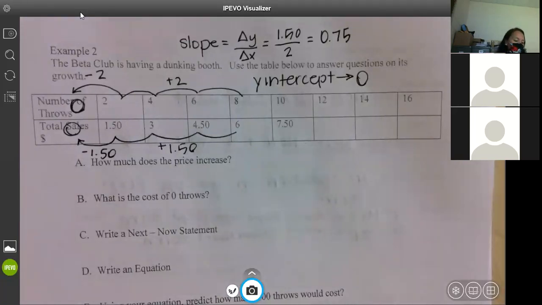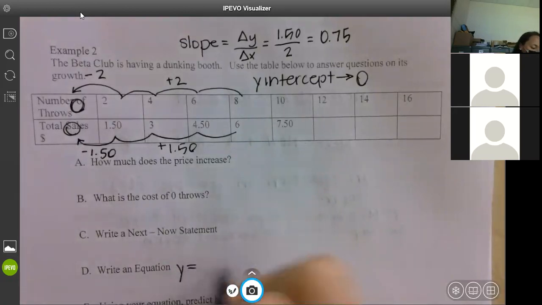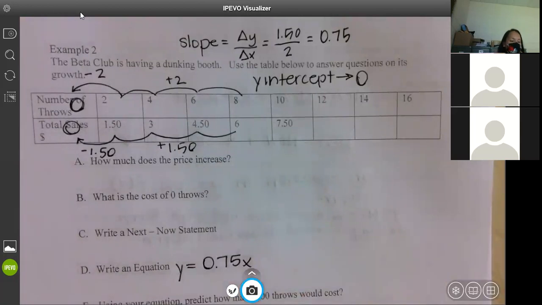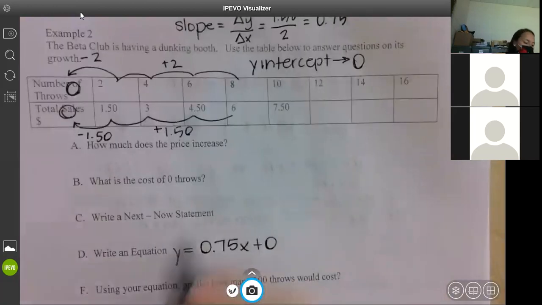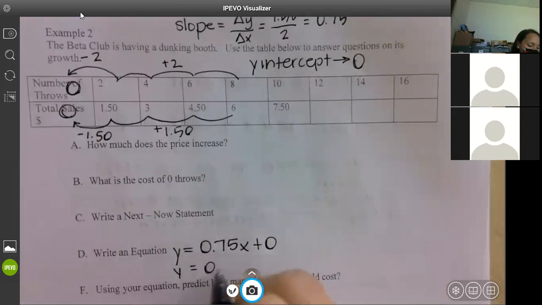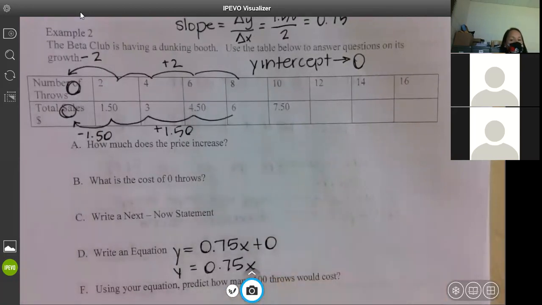All right. So our equation should be y equals, our slope was 0.75. Make sure you put the x. And then you can put the plus at 0 or not. A better way to write it would be without it. If you gave me a fraction there, I'd be okay with that.